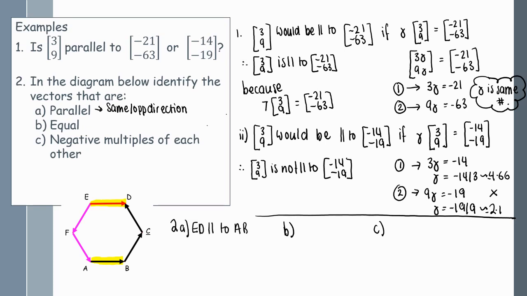I can see 3 pairs of vectors that are parallel. ED is in the same direction as AB. EF is in the opposite direction of BC, so they are also parallel. And there's one more. FA is in the opposite direction of DC. They are also parallel vectors.